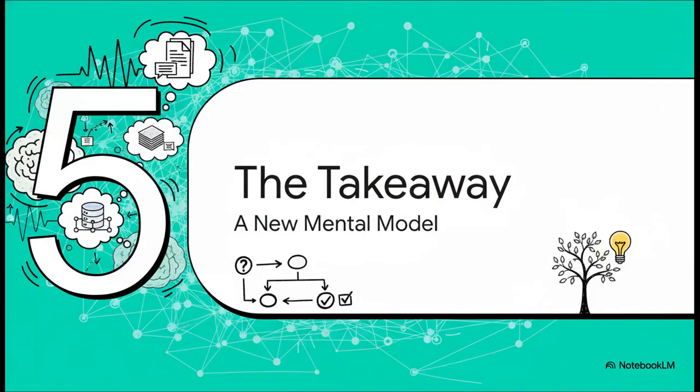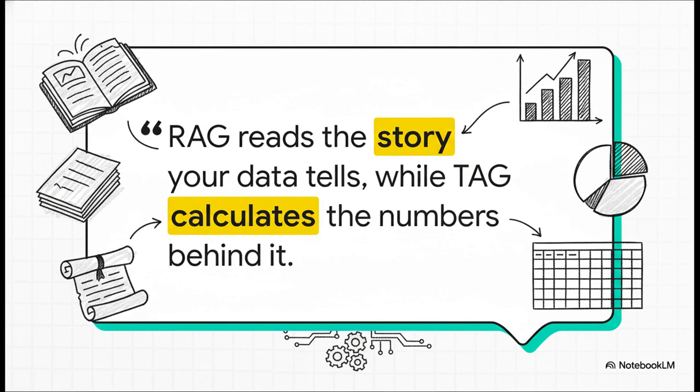So, after all that, how should you think about this? Let's boil it down. Here's the one takeaway you really need to remember. This says it all, doesn't it? RAG reads the story your data tells, while TAG calculates the numbers behind it. It's perfect. RAG reads the story, TAG does the math. You need to understand the why behind the numbers? You're looking at RAG. You need to know the numbers themselves, precisely? That's a job for TAG.